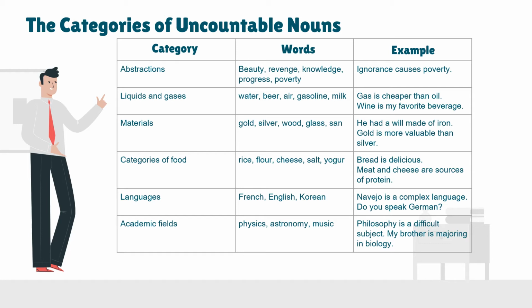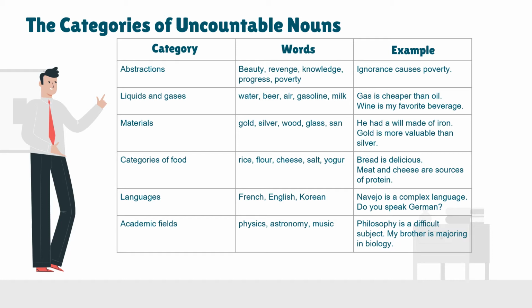Next category, liquids and gases. The word examples are water, beer, air, gasoline, milk. For example, gas is cheaper than oil. Wine is my favorite beverage.